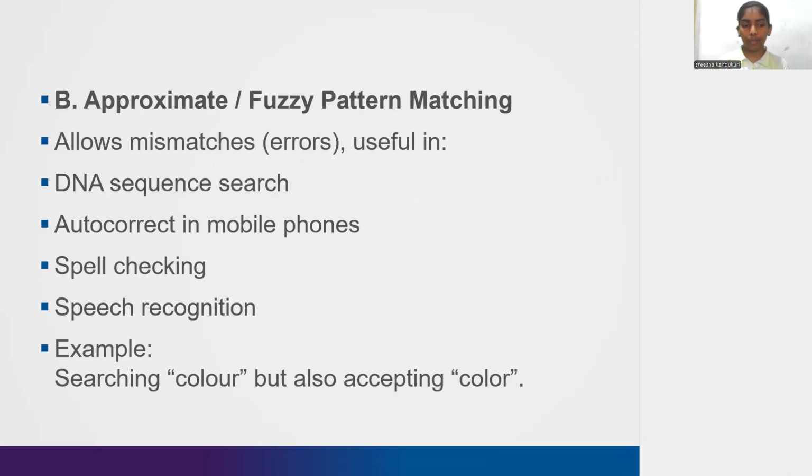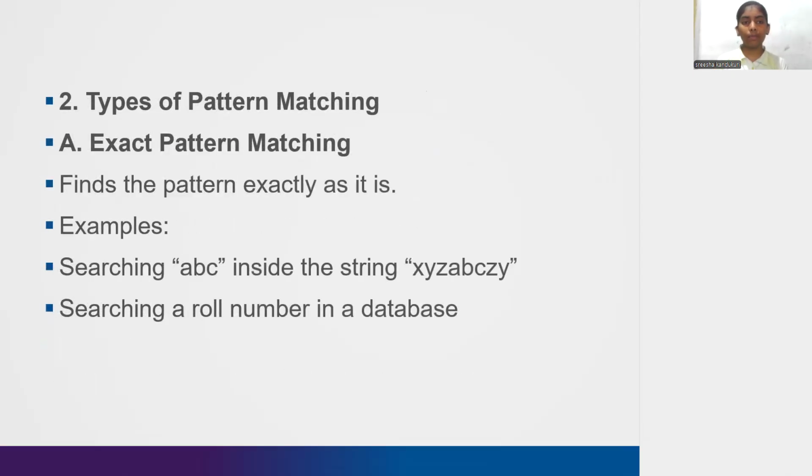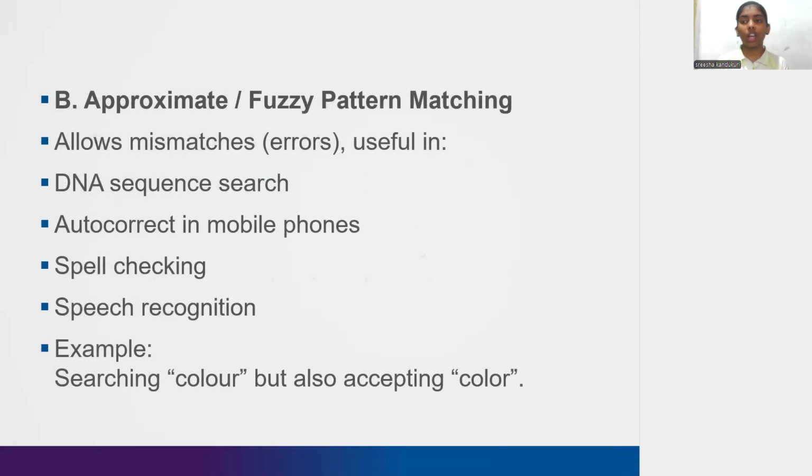We have an example: searching for color. We all know the spelling COLOUR, but fuzzy matching also accepts the spelling COLOR. So this is the difference between fuzzy pattern matching and exact pattern matching, where exact pattern matching won't allow the COLOR spelling.